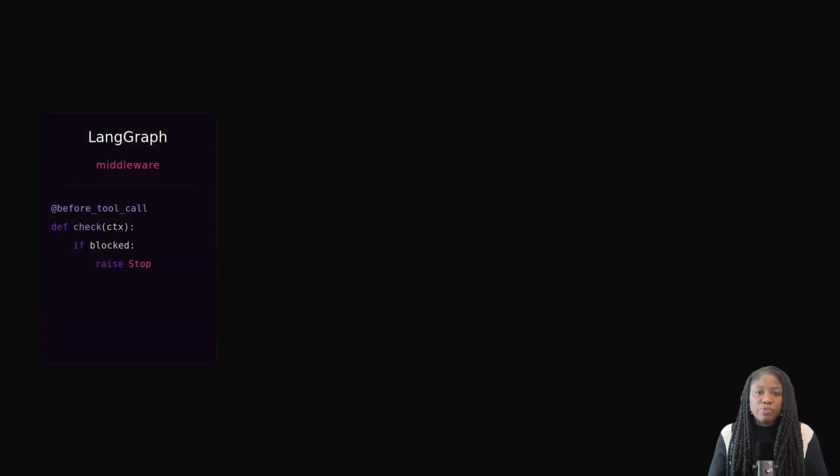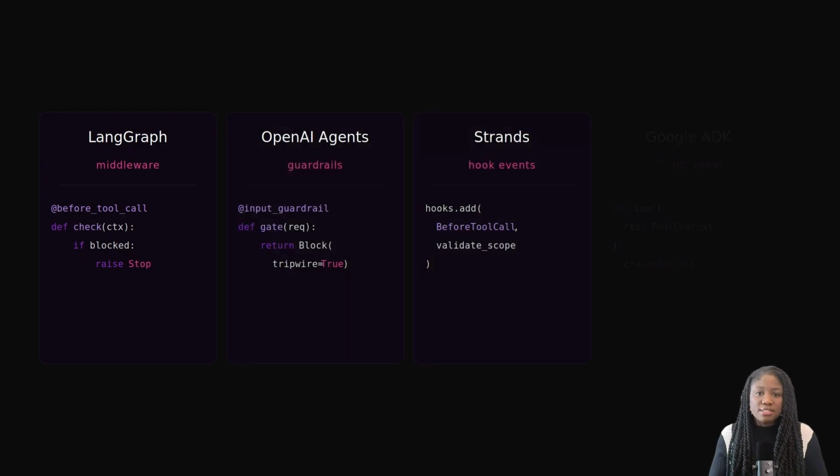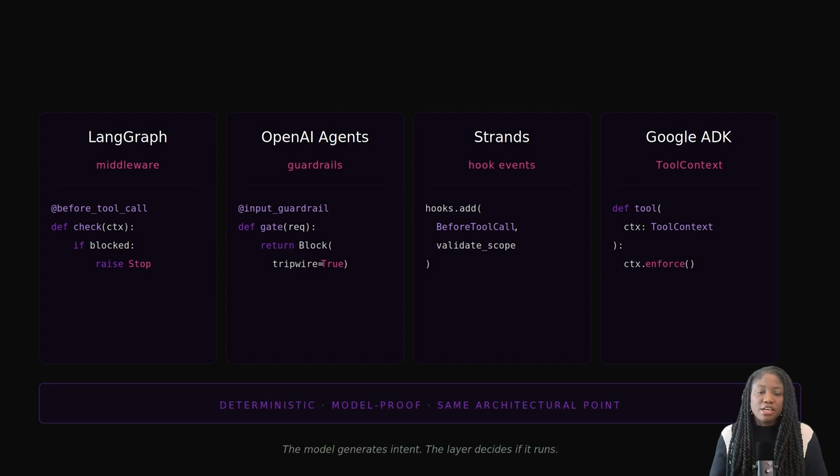But least privilege goes deeper than just removing tools. The real defense is making the constraint deterministic. You enforce it in a layer that the model can't see and can't argue with. Every major framework gives you a way to do this. LangGraph calls it middleware. OpenAI Agents SDK calls it guardrails. Strands calls it hook events, and Google's ADK calls it tool context. Different names, same architectural point. The model generates the intent, but a deterministic layer outside the model decides whether that intent actually gets to run or not. This is model proof.